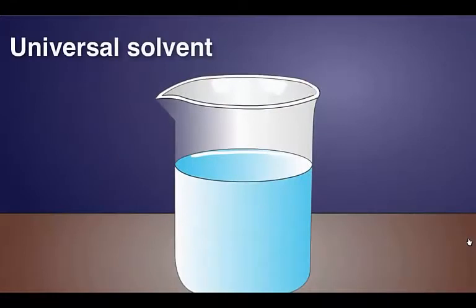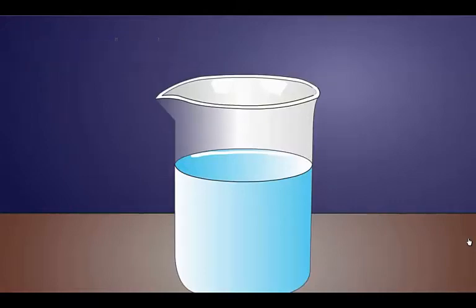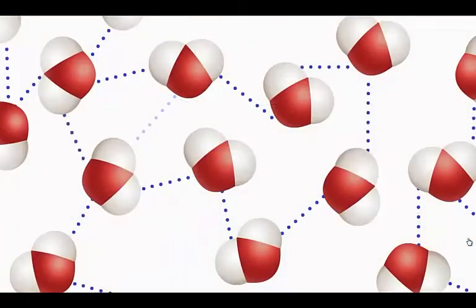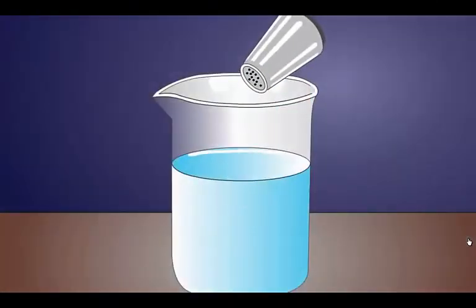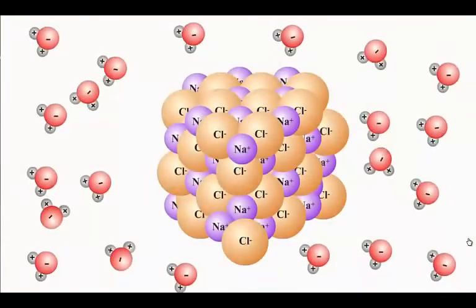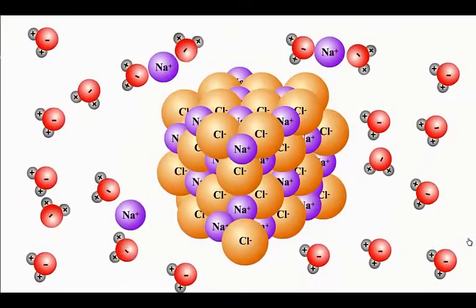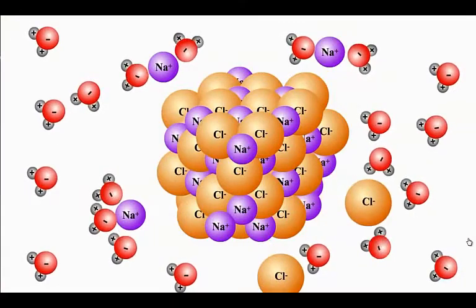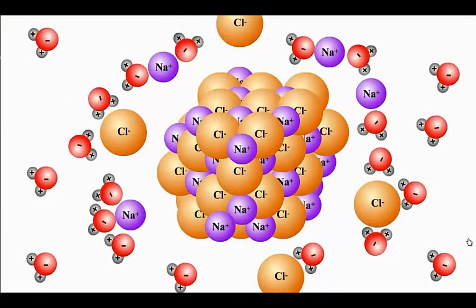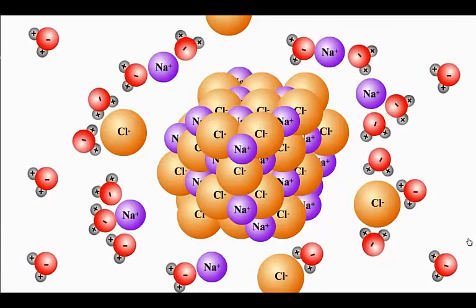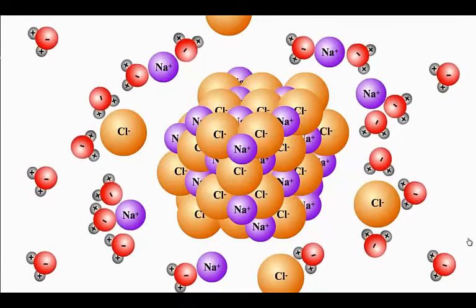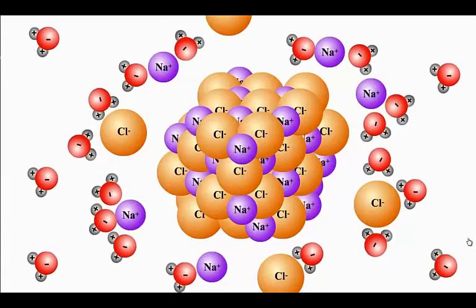Water is often called the universal solvent, which means that many substances dissolve in it. Water's solvency has to do with the polarity and hydrogen bonding ability of water molecules. When a salt, such as sodium chloride, is placed in water, the negative ends of the water molecules are attracted to the positively charged sodium ions, and the positive ends of the water molecules are attracted to the negatively charged chloride ions. This attraction causes the sodium and chloride ions to break up, or dissociate, in water.